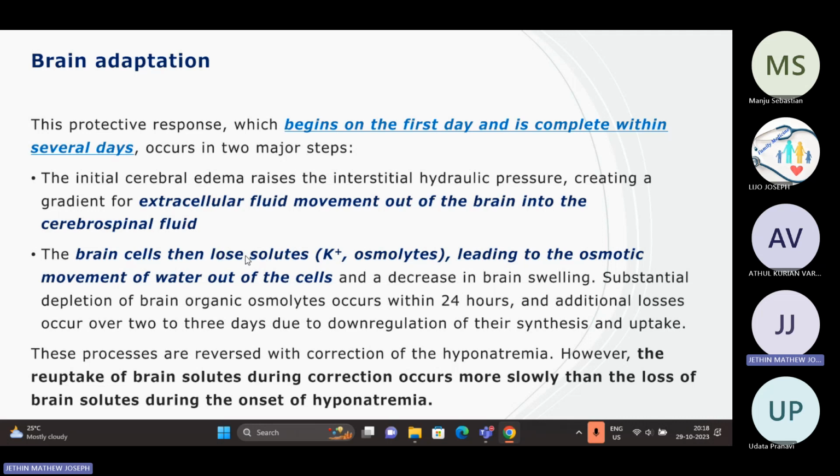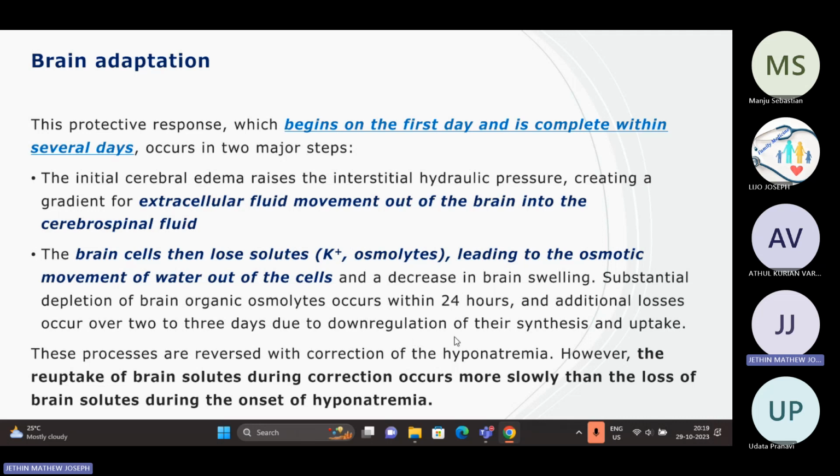Brain cells will begin to lose solutes like potassium and osmolytes, and this will lead to osmotic movement of water out of the cells, and that will cause a decrease in brain swelling. So substantial depletion of brain organic osmolytes occurs within 24 hours, and additional losses will occur over the next 2 to 3 days. So these processes are reversed with correction of hyponatremia.